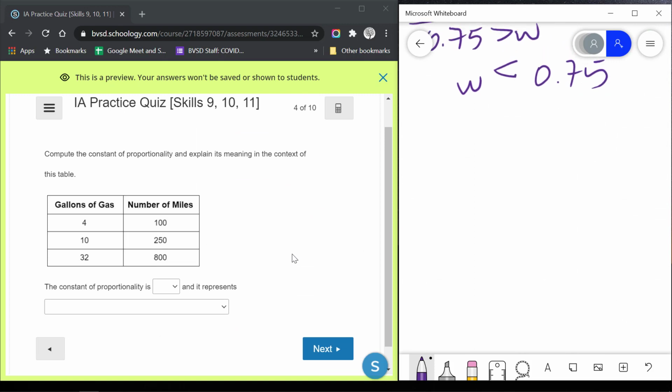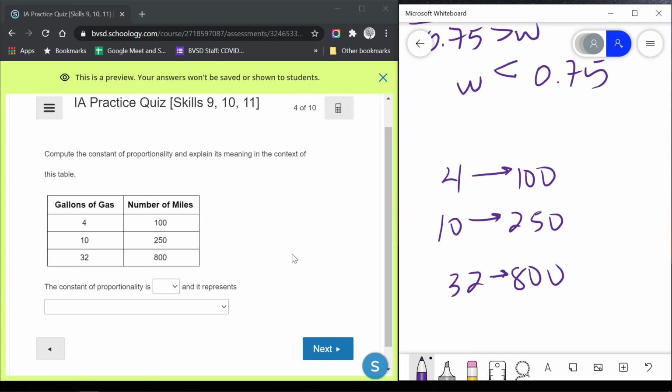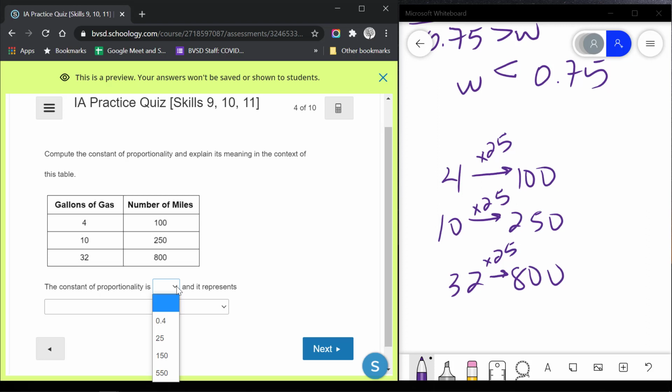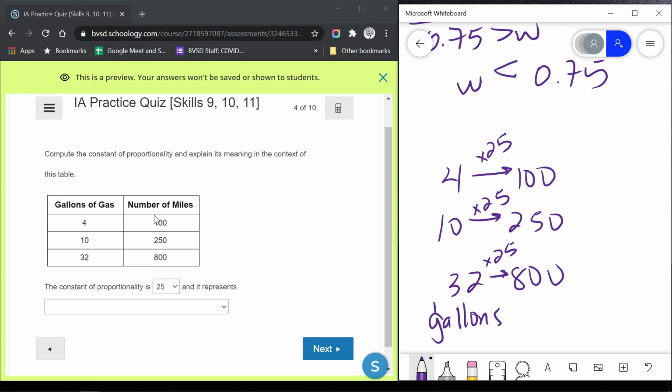Okay, constant of proportionality. So notice in the table, I'm looking for the number that I have to multiply each thing in the x column by to get to the y column. And I know that for 4, it's going to be times 25, and that same number works here. And then I'll just check in my calculator, 32 times 25 is 800, and it is. So my constant of proportionality is 25, and it seems like gallons has to be multiplied by 25 to get miles. So number of gallons times 25 is equal to number of miles.